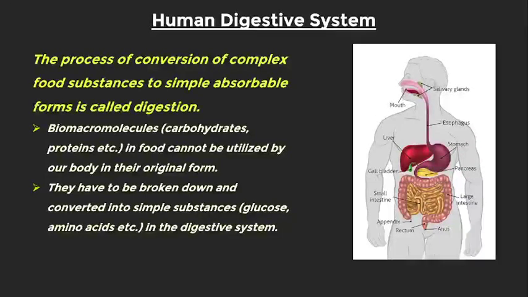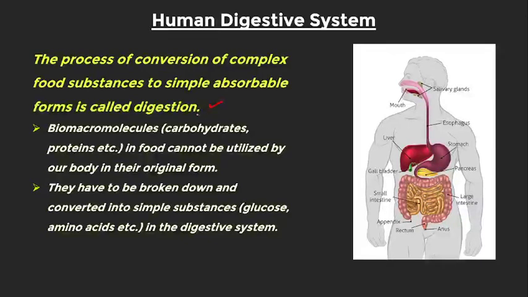Hello everyone, today we are going to discuss the chapter Human Digestive System. Food, we all know, that we eat gets converted into energy by the process of respiration, but that respiration requires the food to be broken down into simpler form. And this breaking of food into simpler form is by the process of digestion.